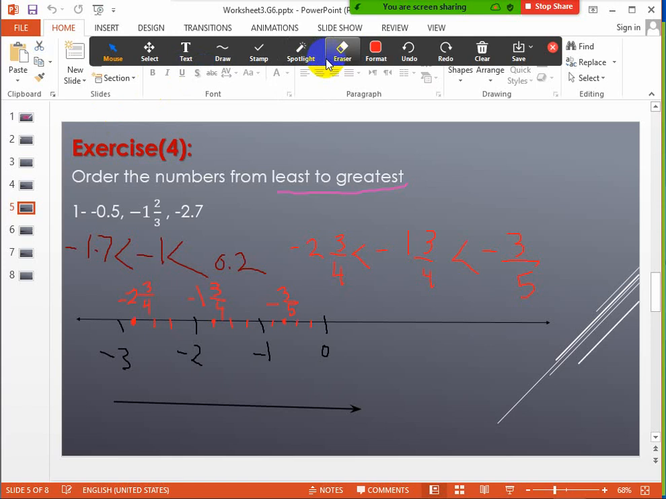Okay, let's move now to another example. Negative 0.5, negative 1 and 2 over 3, negative 2.7. Also, I want to order those numbers from the least to the greatest. Okay, I will erase those. Now, negative 0.5, it's easy because it will be between 0 and negative 1 in the middle. This is negative 0.5.